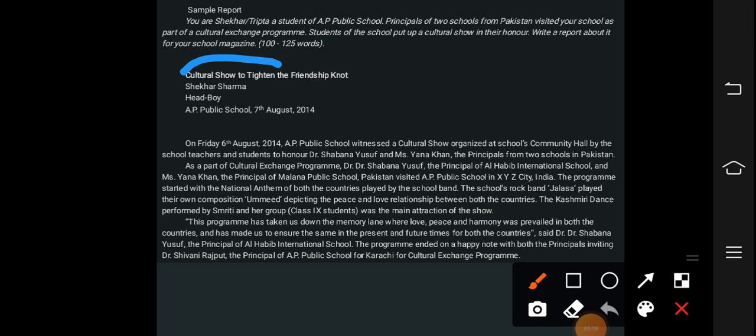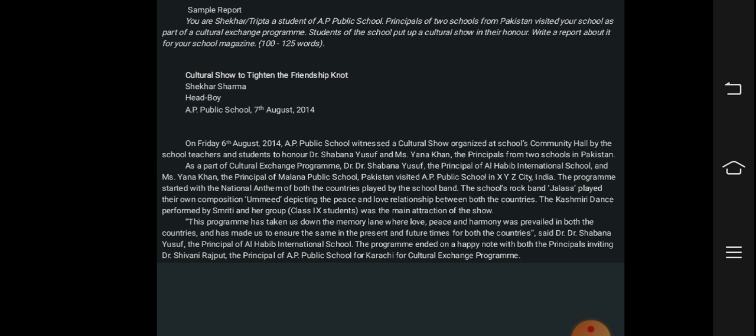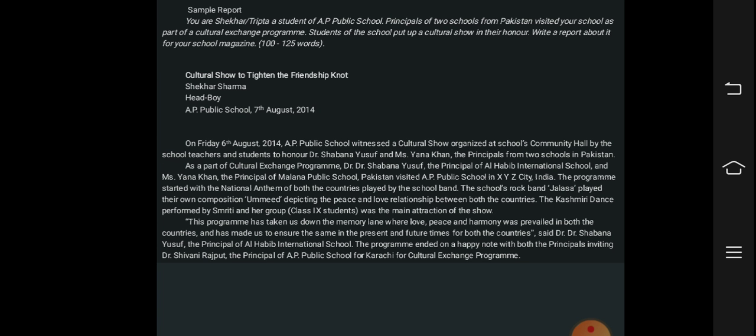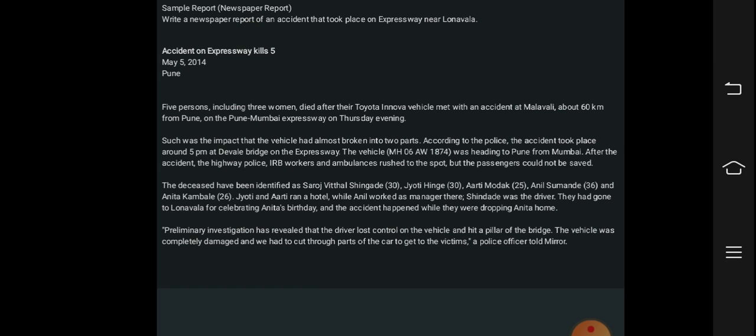See, this is a sample report. This is the heading. After that, who is writing, the head boy, means the designation is written. And then write AP Public School and the date, 7th August 2014. So this is the first paragraph, second paragraph, and third paragraph. So this is the sample that is about a particular incident or an event, and the second one is a sample of a newspaper report. So this is the content. This is written in bold, so it would be the title, date, and the city.